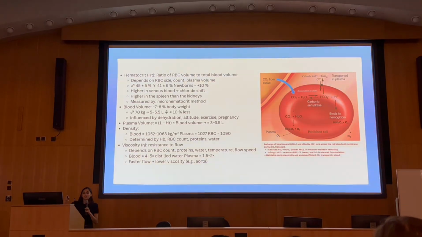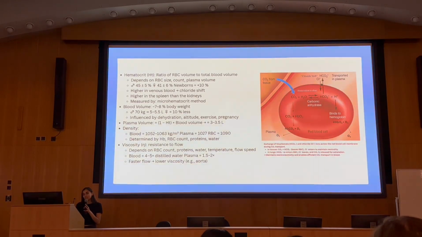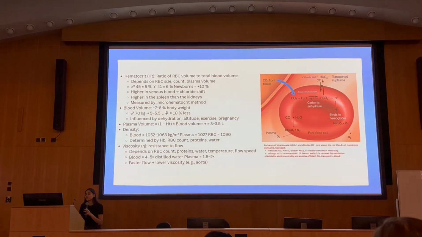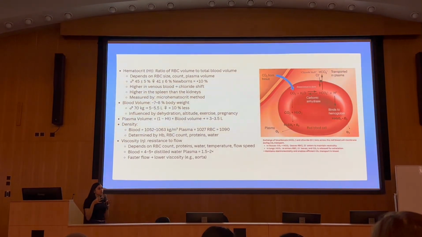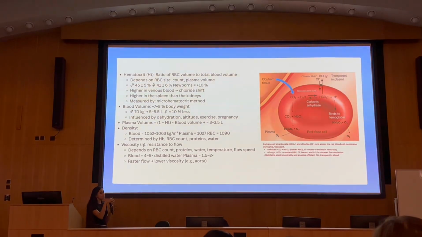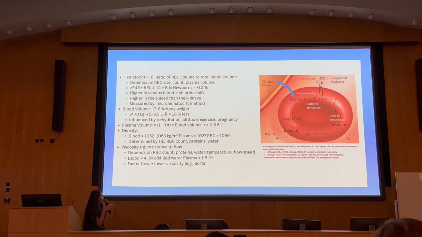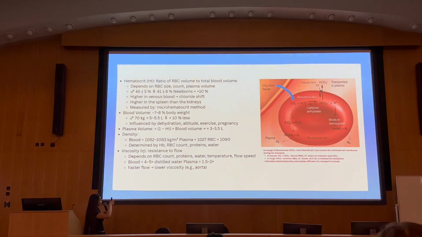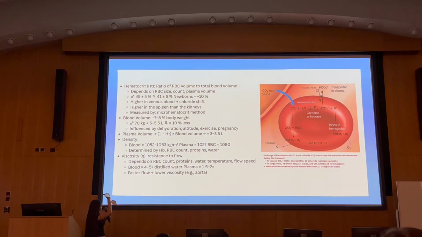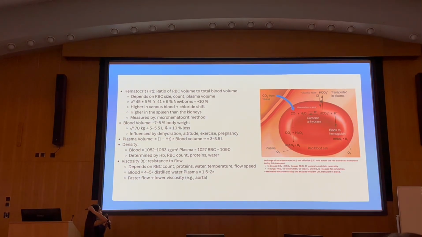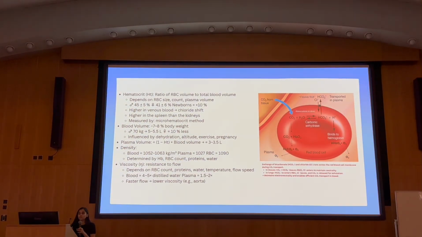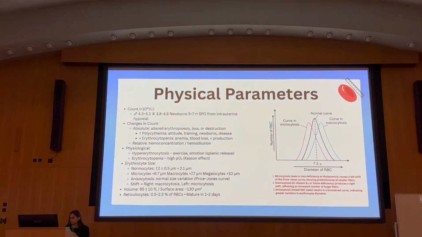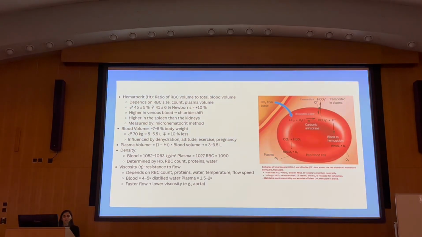Density. Density is basically dependent on hemoglobin, RBC count, proteins, and water. So you're just looking at how dense the blood is at that specific unit. And if water increases, then the density would decrease. But the rest of the three, hemoglobin, RBC count, or proteins, if they increase, the density will increase too. And viscosity, it's not the same as density. Please don't get confused.